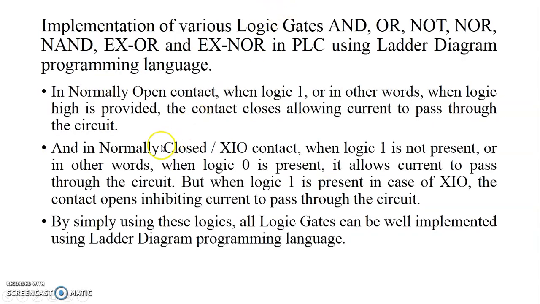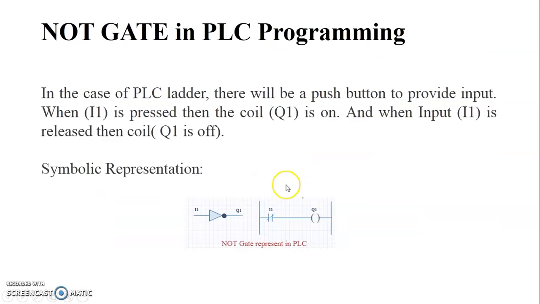The reason for taking the normally closed contact here is we have studied that in a normally closed contact, applying 0 means it allows the current to pass through, right? And logic 1 means it does not allow the current to pass through. Now we'll see the ladder diagram.